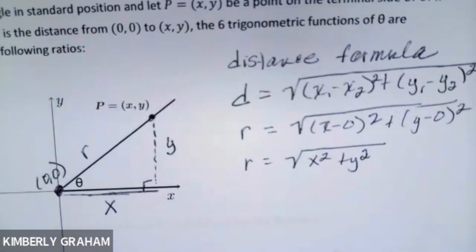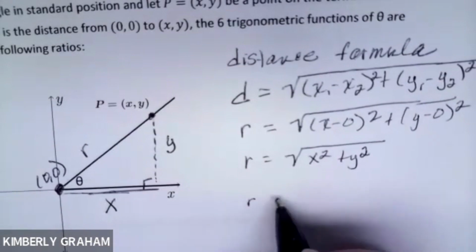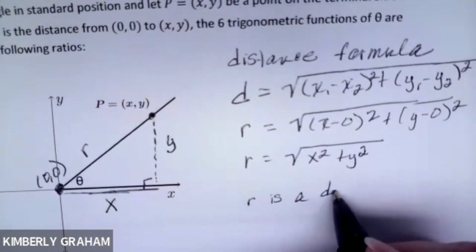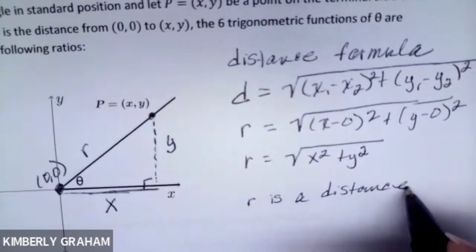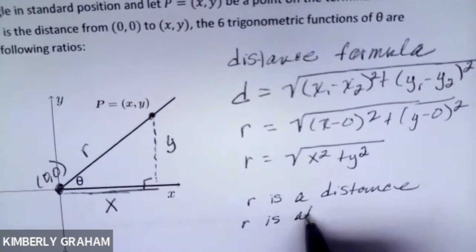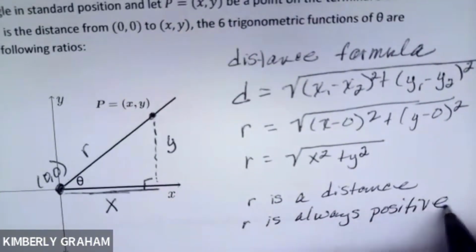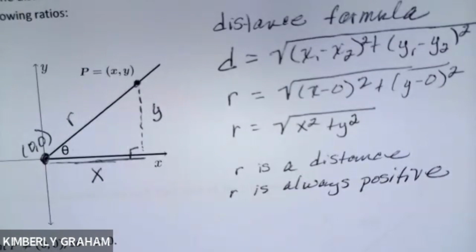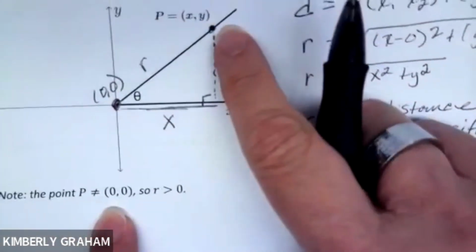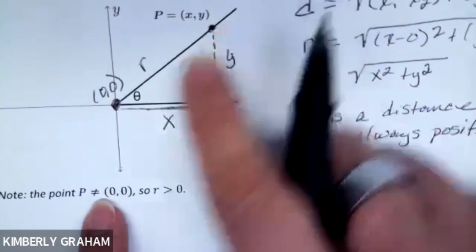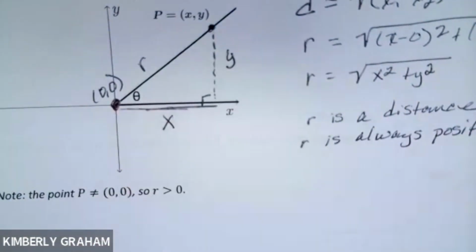What you need to keep in mind throughout this whole chapter is that r is a distance, so r is always positive. Does that make sense so far? Also, one thing is that this point P here that's on this line (x, y) cannot be the point (0, 0), because then you just have one point, you don't have an angle.